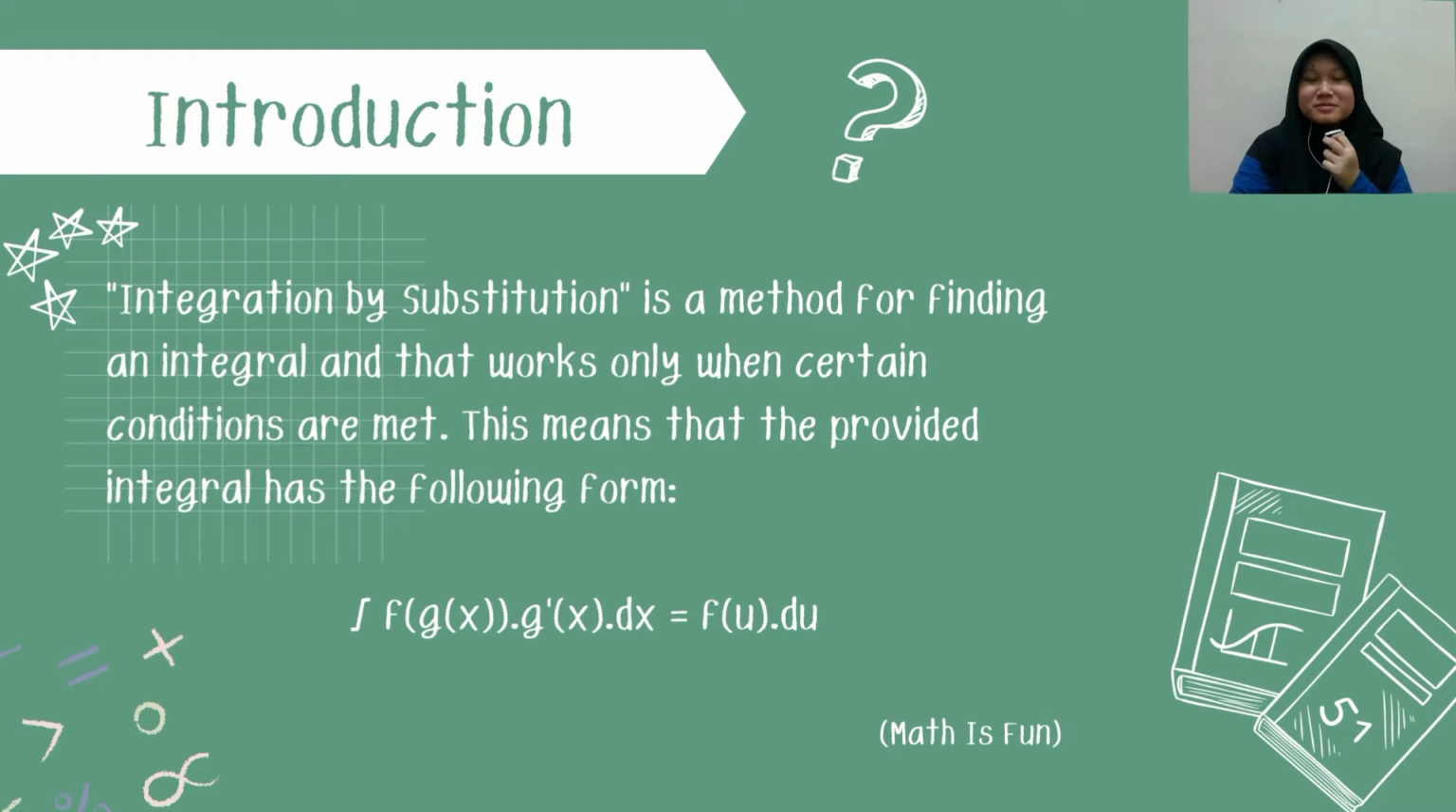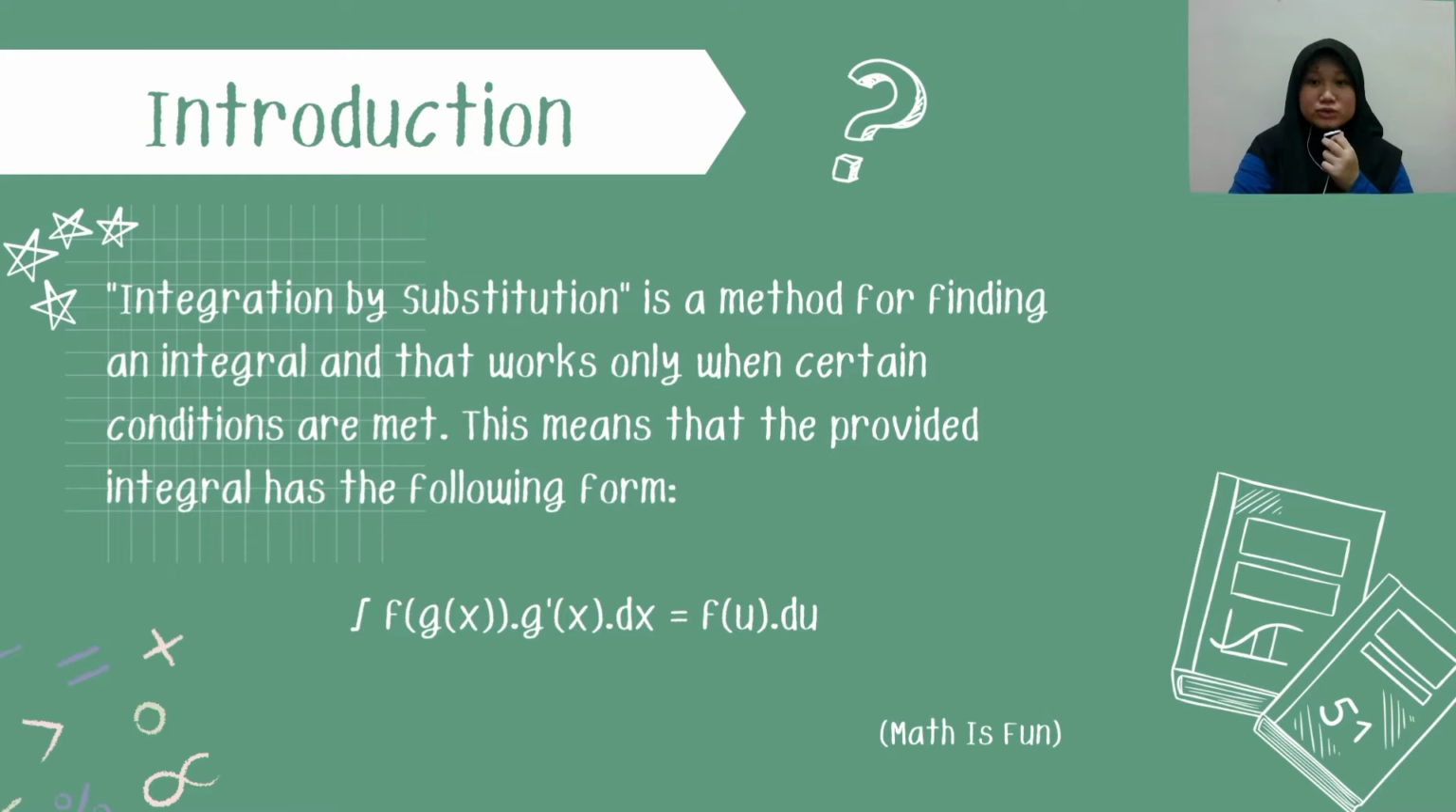Integration by u substitution, also known as u-substitution or the reverse chain rule, is a method for finding an integral that works only when certain conditions are met. This means that the provided integral has the following form: the integral of f(g(x)) g'(x) dx is equal to the integral of f(u) du. Here, first integrate the function with respect to the substituted value, which is f(u), and finish the process by substituting the original function g(x).